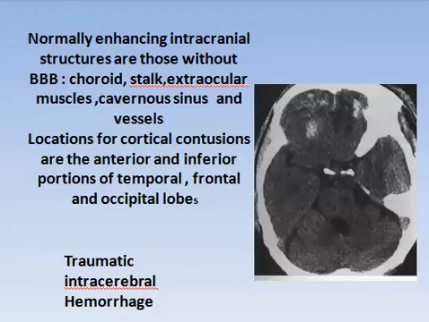This is the bilateral frontal hemorrhages, petechial type of hemorrhages, which can occur in trauma. We have normally enhancing intracranial structures, and the locations for cortical contusions are the anterior and inferior portions of the temporal, frontal, and occipital lobe. So this is a traumatic type of intracerebral hemorrhage.